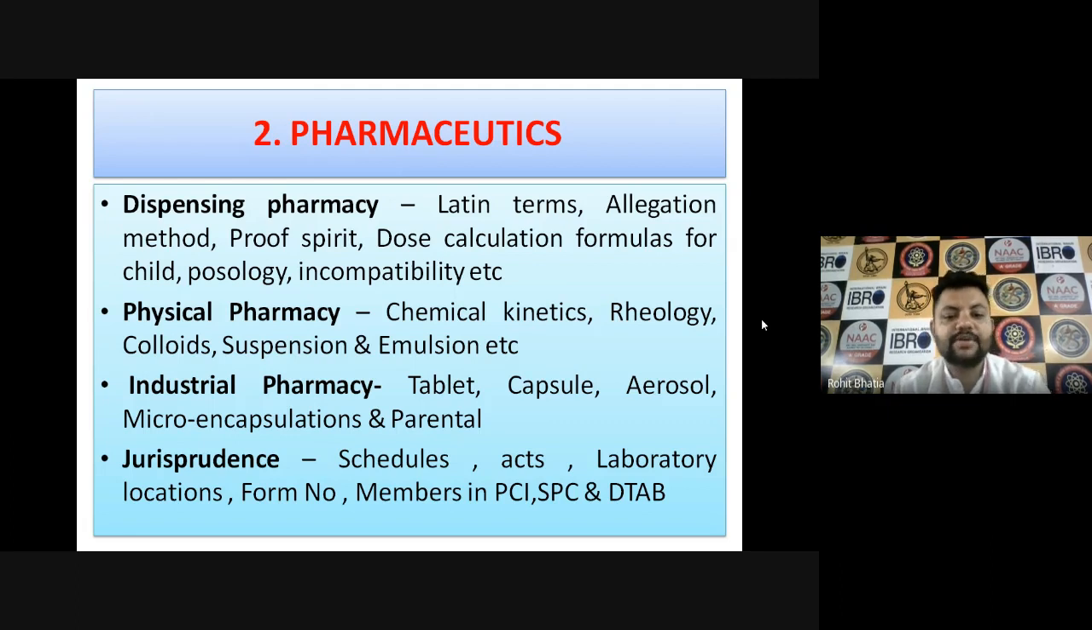In industrial pharmacy, you must cram tablets, capsules, aerosols, microencapsulation techniques, and parenteral preparations. From the jurisprudence subject, you have to learn schedules, because definitely you will get one or two questions from schedules, various acts, laboratory locations, form numbers, and members in PCI, SPC, and DTAB.